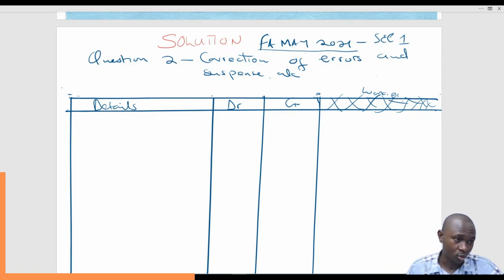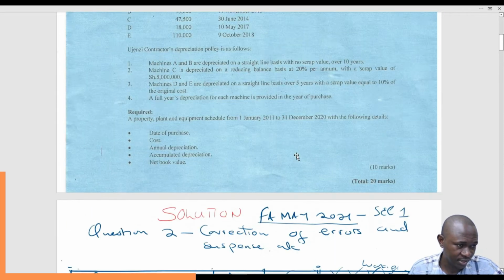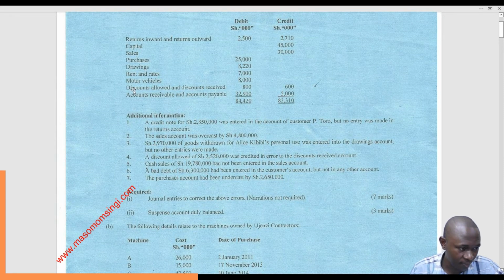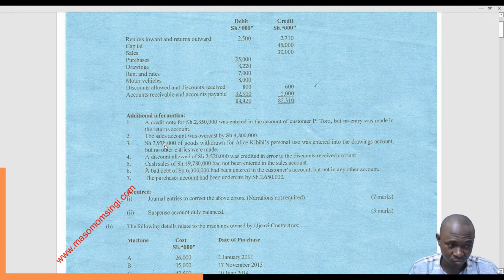Okay, so let's go straight and start correcting these errors. So number 1, these are the errors. So this is where the whole question is. A credit note for 2850 was entered in the account of customer P. Toro, but no entry was made in the returns account. A credit note for 2850 was entered in the account of customer P. Toro. So who is P. Toro?